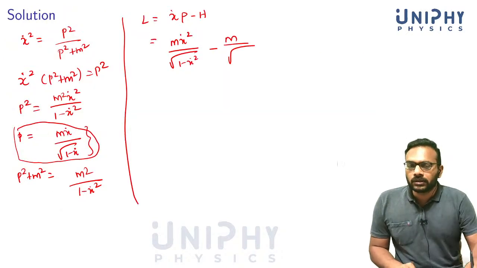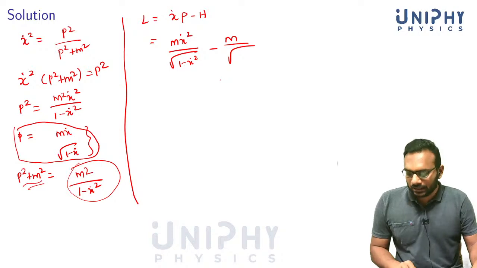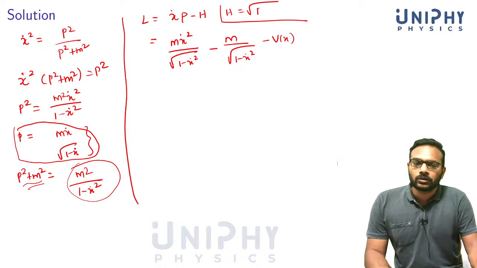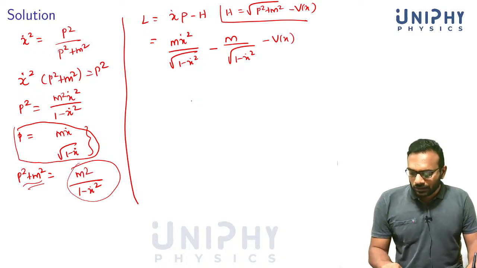So we have got p square, we have already found out our p square plus m square. Here just substitute that, the square root of that. So it's m divided by square root of 1 minus x dot square minus v of x. If you don't remember, the Hamiltonian is given like this, h is equal to square root of p square plus m square minus v of x. So we just substitute it here. So instead of square root of p square plus m square, we have got this m square divided by 1 minus x dot square. Now it's done.